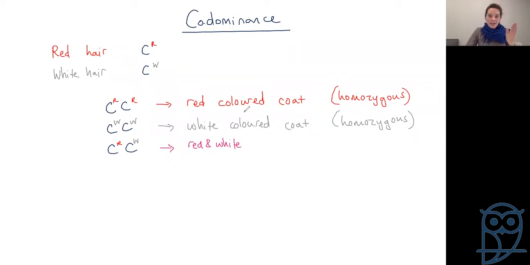So you'd have one red hair, one white hair, one red hair, one white hair. And when you mix that all together, this is what gives you a roan colored coat. So this now is our heterozygous. So neither the red nor the white is dominant. They are both expressed. So it can happen in carnations as well, where you have red carnations and white carnations. Now you get pink carnations.